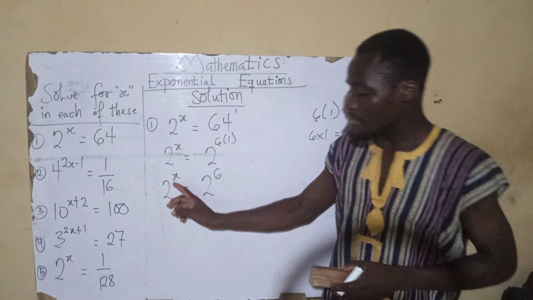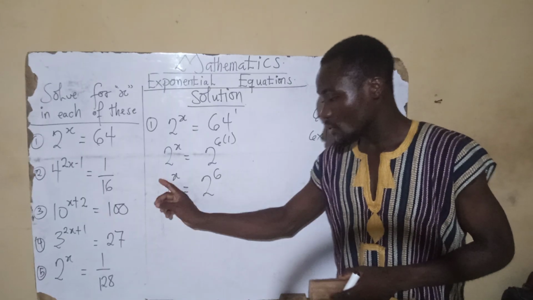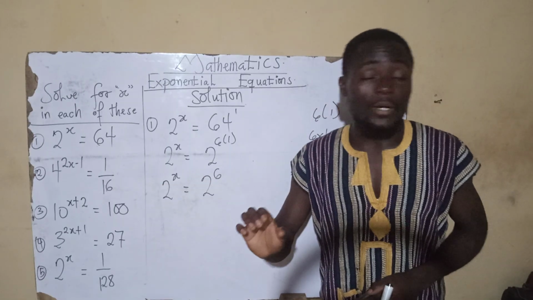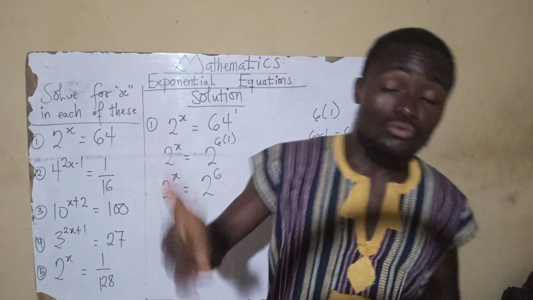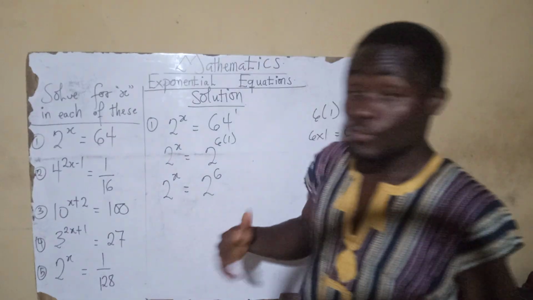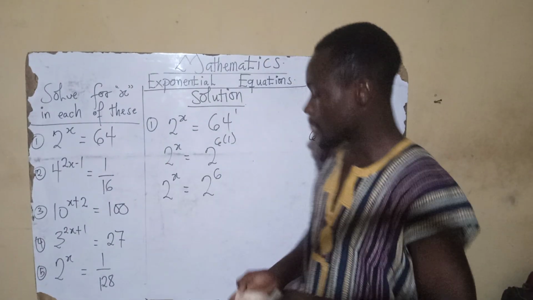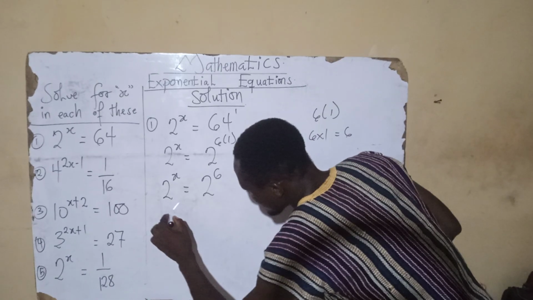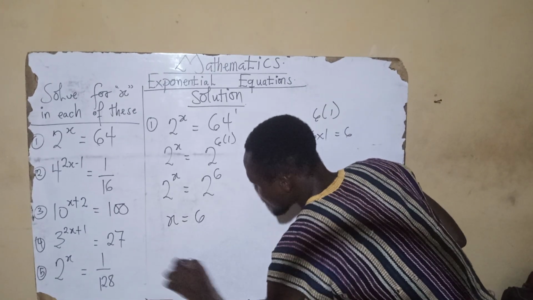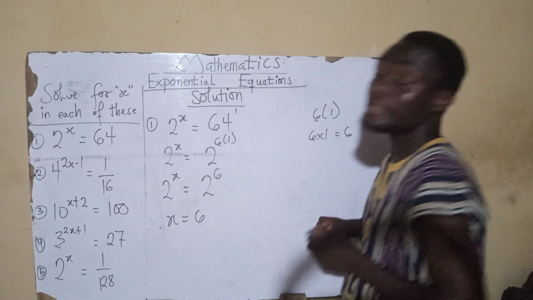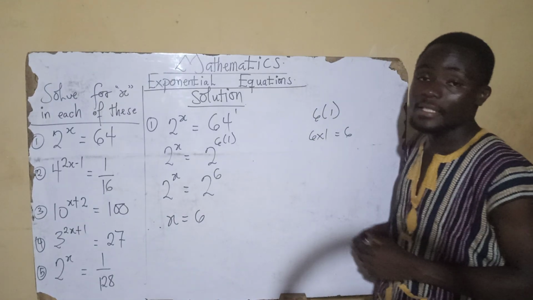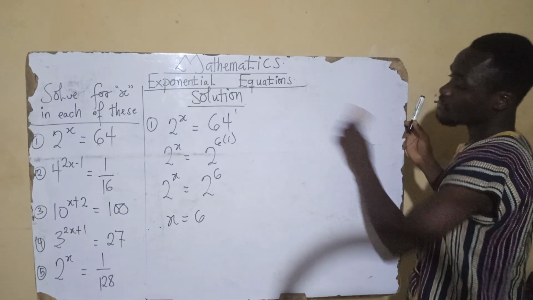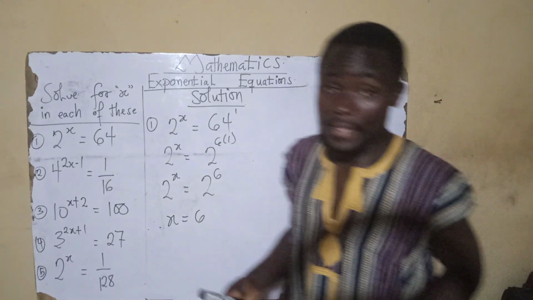Now that the bases are the same, here is 2 and here is 2, it means I can equate the powers based on one of the rules of what? Indices. I'm now going to equate the powers. Very good. So the bases are the same, so I can say that x equals 6. So I can conclude that x becomes 6, and this becomes my final answer. Very good. Please, I believe you are clear with that.